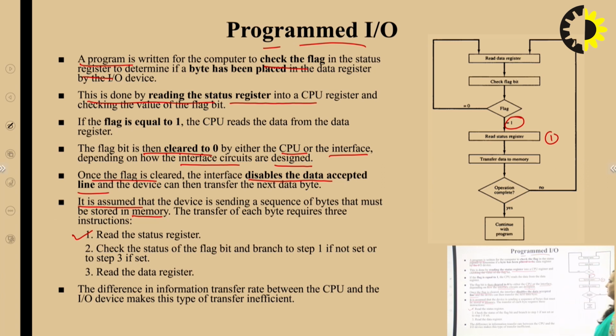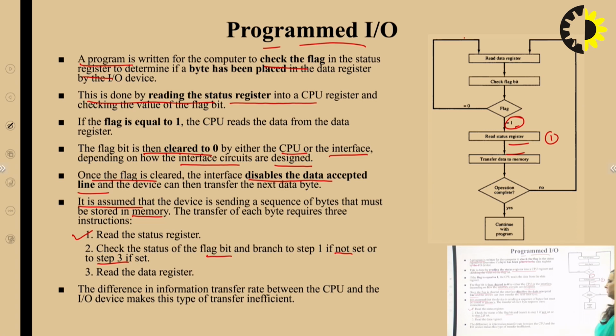So initially, for transferring data, it has to check the status register, and after sending 1 byte, it has to again check the status register. If the flag bit is not set, it branches back to step 1, or to step 3 if set. If it is set, meaning it is 1, then it goes to step 3, and if it is not set, meaning it is 0, then it can again read the status.